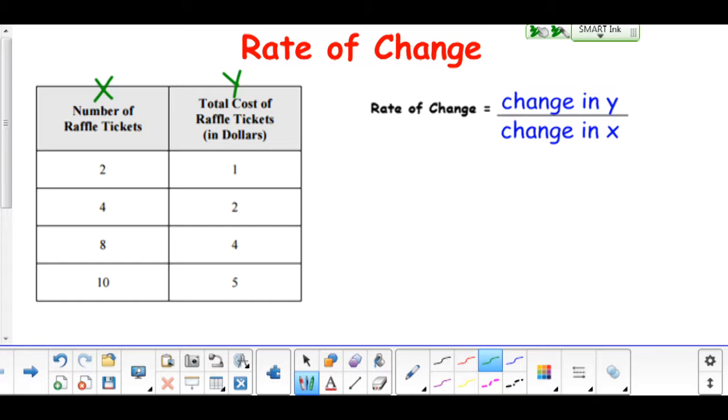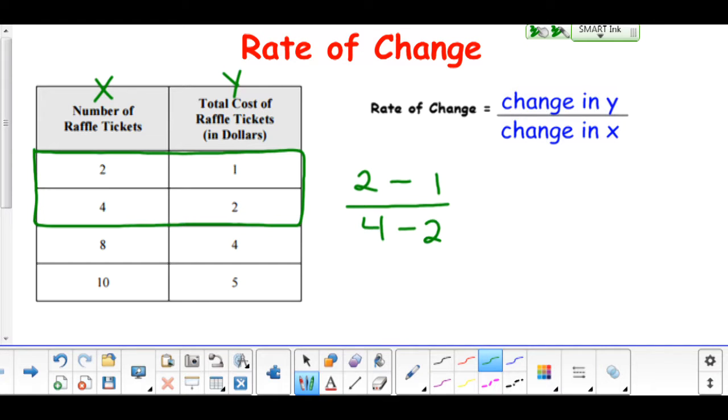So I typically like to find the first two because they tend to be smaller numbers. So we're going to use 2 and 1 and 4 and 2. So the y that I'm going to end up subtracting will be 2 subtract 1. All of that will be over 4 subtract 2. 2 minus 1 is 1. 4 minus 2 is 2. So our rate of change is 1/2.